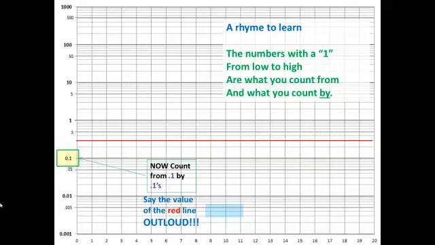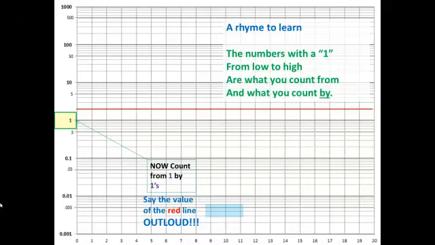0.2, next line up 0.3, next line 0.4, then you have 0.5, then you have 0.6, next 0.7, then you have 0.8 and 0.9, and 0.9 plus 0.1 gives you 1. And once again, we are at a number with a 1 in it. Actually, this is 1, so from low to high, it'll tell you what to count from and by.